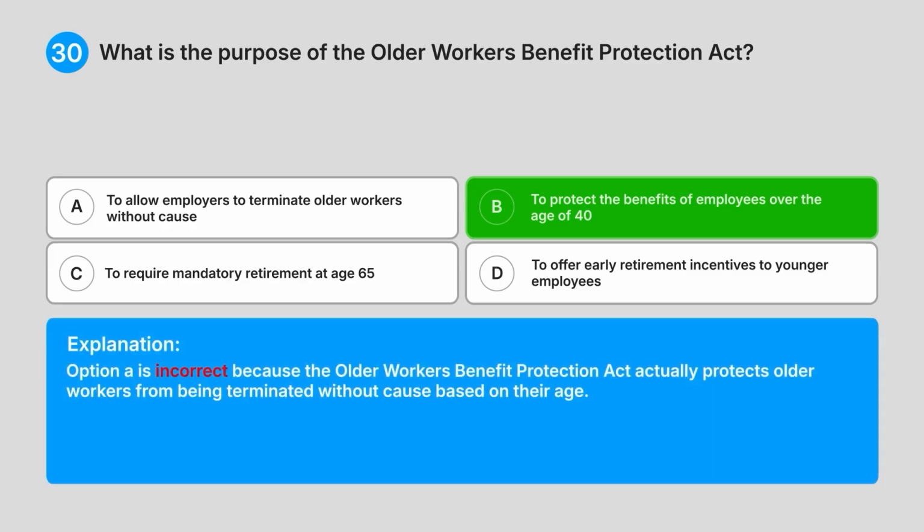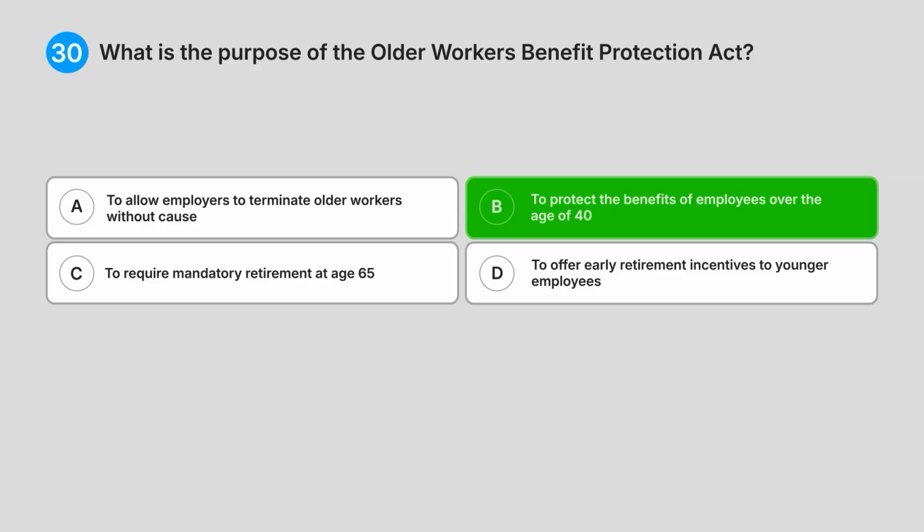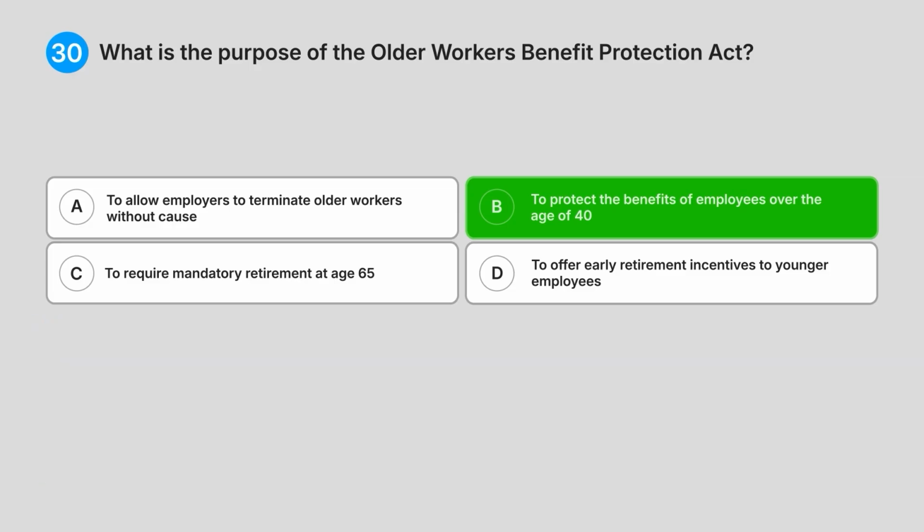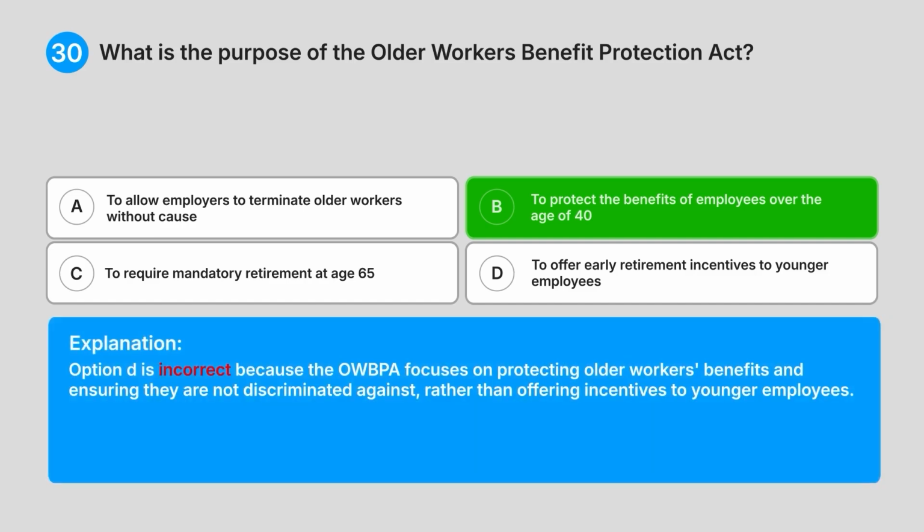Option A is incorrect because the Older Workers Benefit Protection Act actually protects older workers from being terminated without cause based on their age. Option C is incorrect because the Act prohibits mandatory retirement based on age. Option D is incorrect because the OWBPA focuses on protecting older workers' benefits and ensuring they are not discriminated against, rather than offering incentives to younger employees.